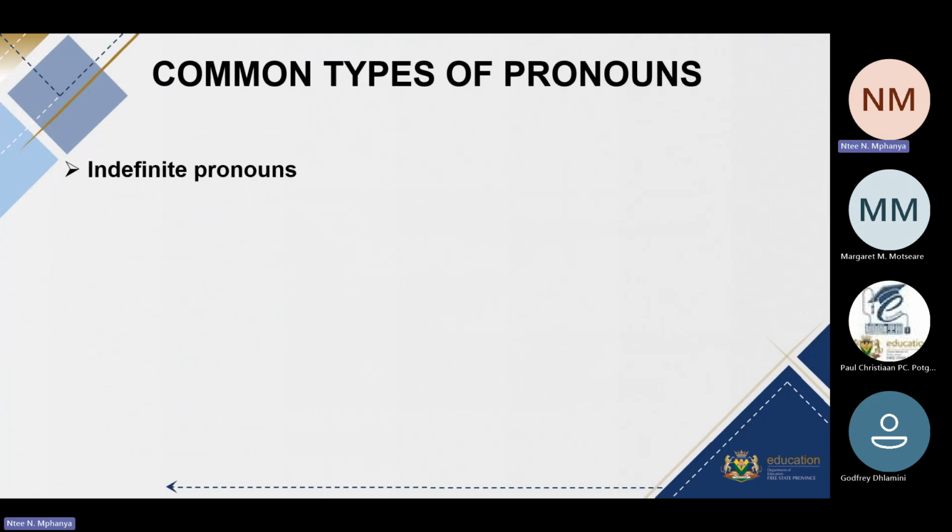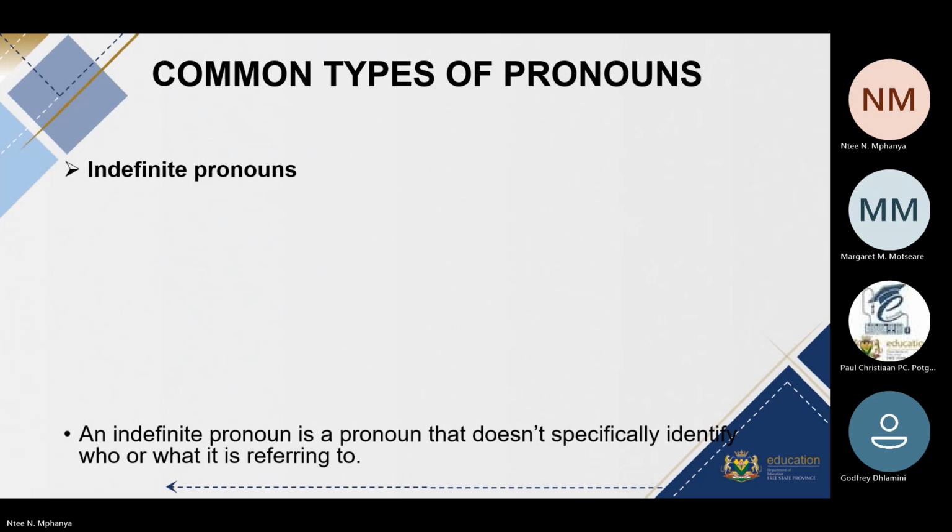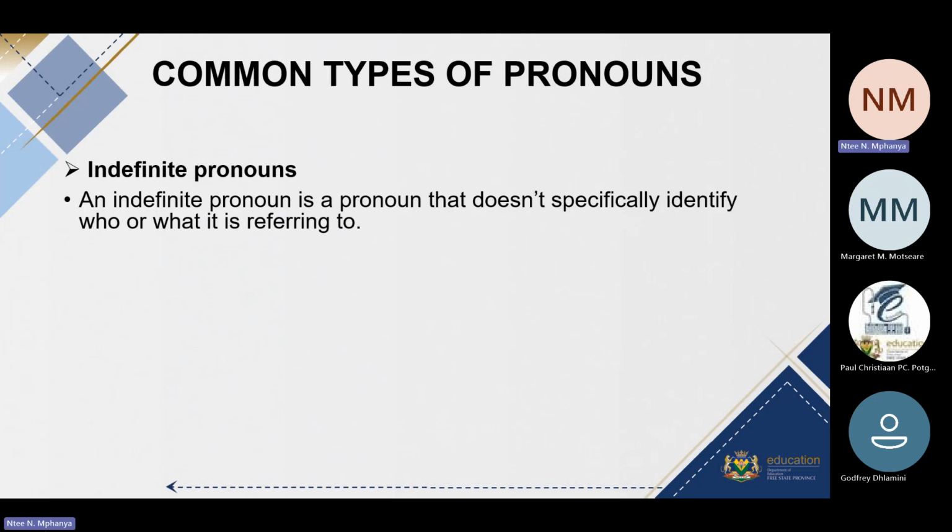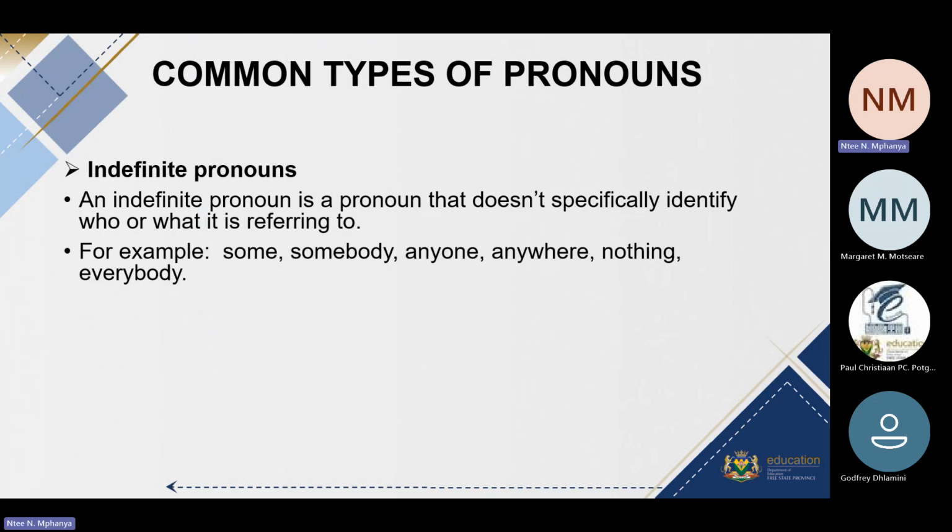Another type is indefinite pronouns. This is a pronoun that doesn't specifically identify who or what it is referring to. So it's somebody, anyone, anywhere, nothing, everybody. Then you'll be referring to indefinite pronouns. "This note could have been written by anybody." Does it specifically refer to someone? No.